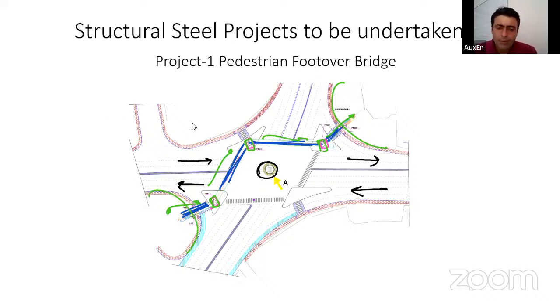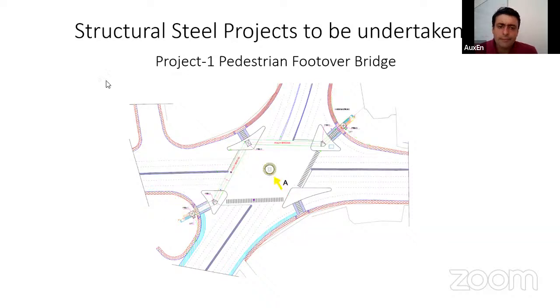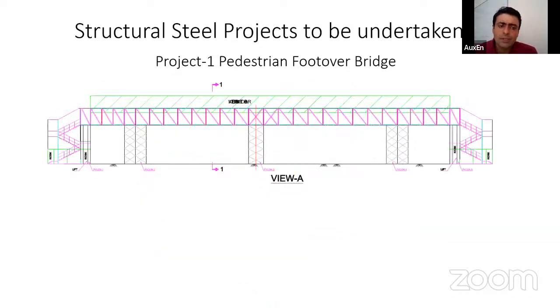This is the plan view, and I will now show you the developed elevation view from this side. So let us look at this view. This is the developed elevation that you see. These are your trestles, because the direction of the bridge is changing, you have to provide some vertical support. And this is your pedestrian footover bridge over here.